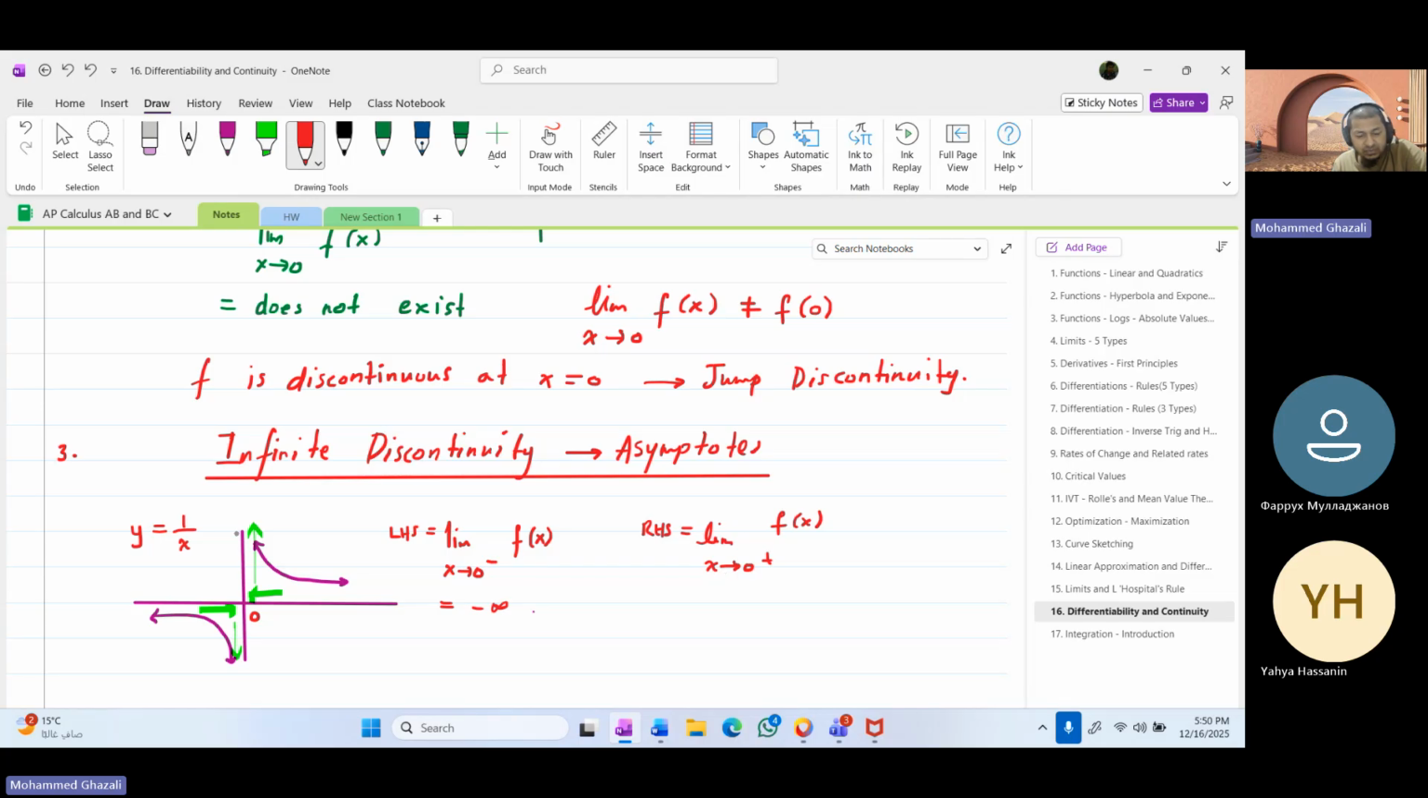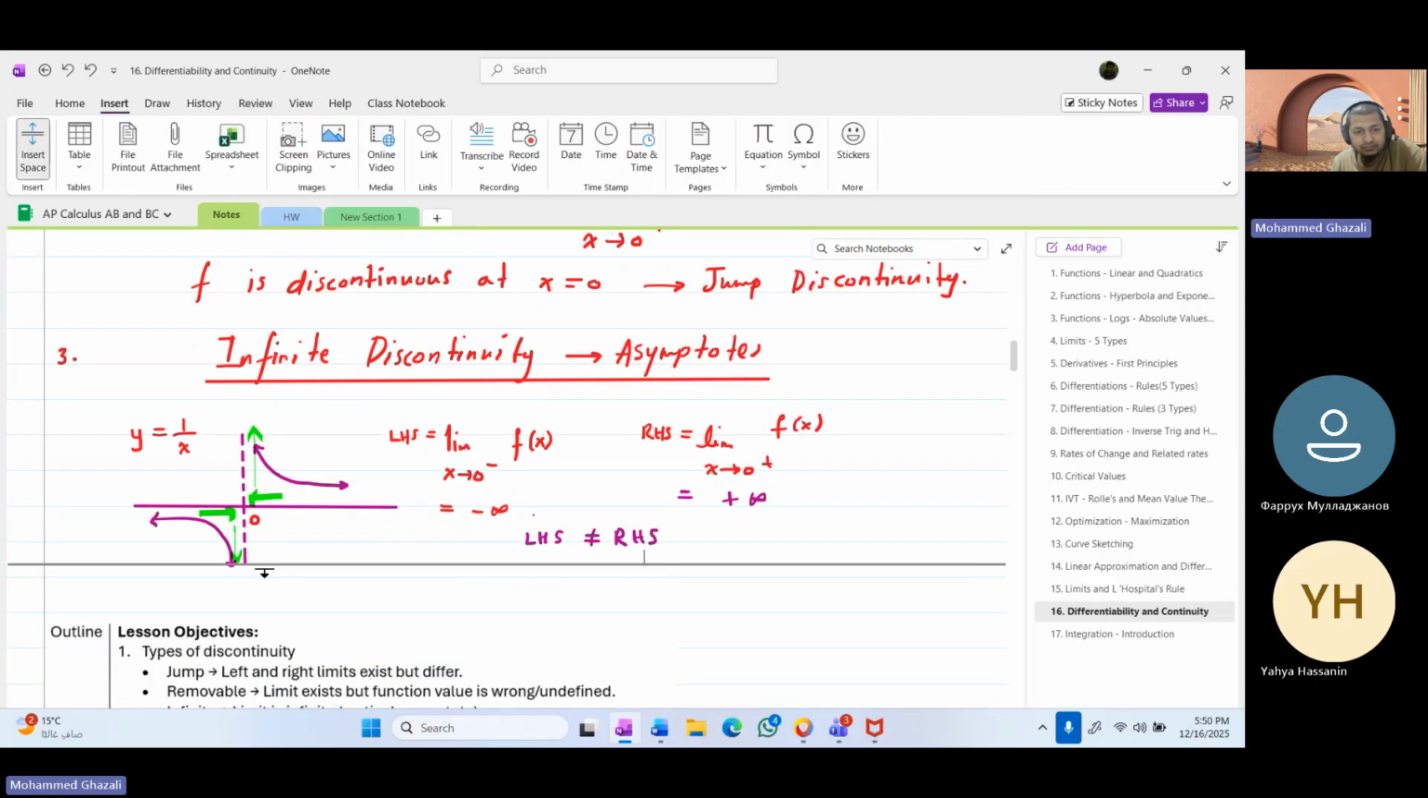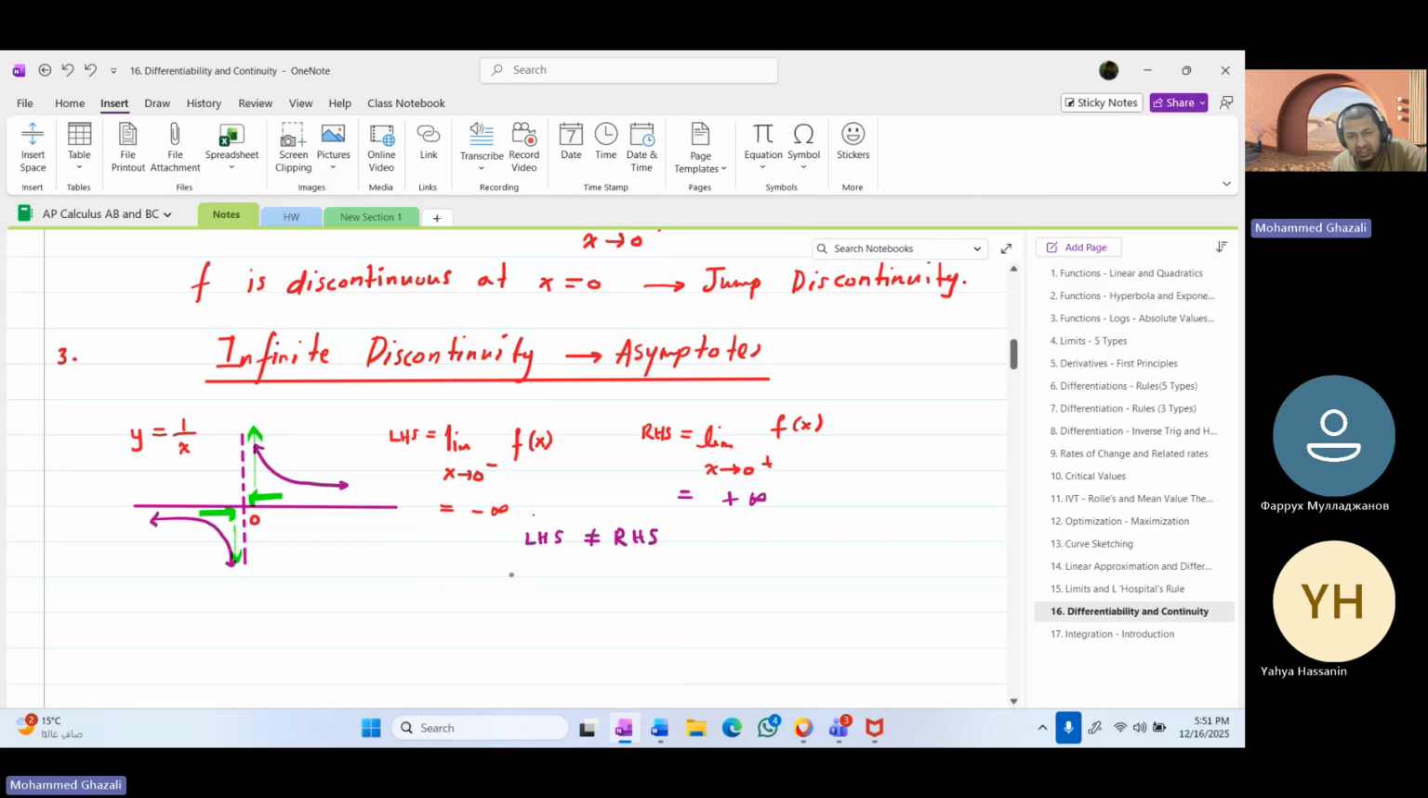Why 0? Because that's where the asymptote is, okay? If it was pi by 2, I would put pi by 2, like the tan function. The asymptote is at pi by 2. So 0 from the right is becoming positive infinity. You can clearly see left-hand side is not equal to right-hand side. As long as there are infinities here, it doesn't need to be negative infinity or positive infinity, there will be an infinite discontinuity, okay? So there's an infinite discontinuity at 0.